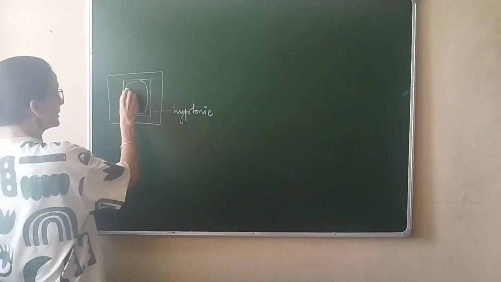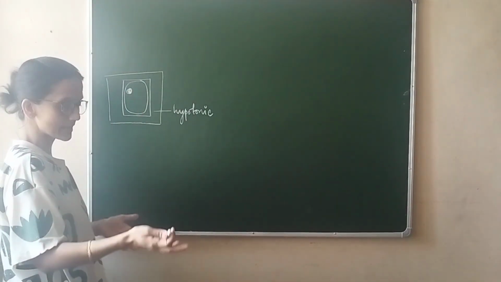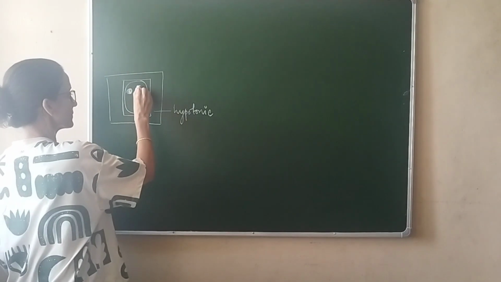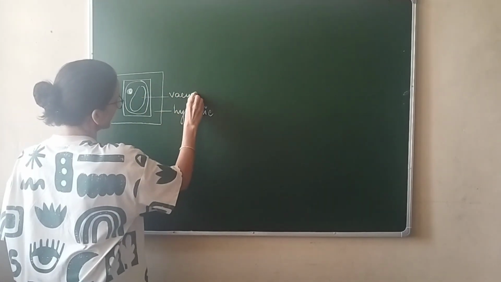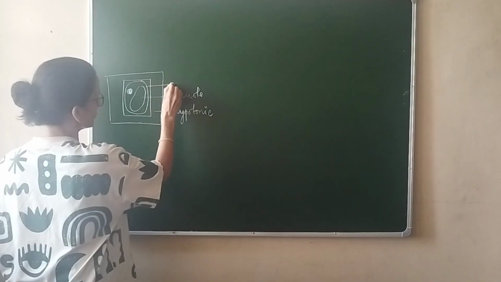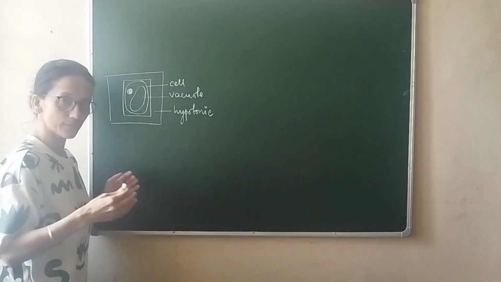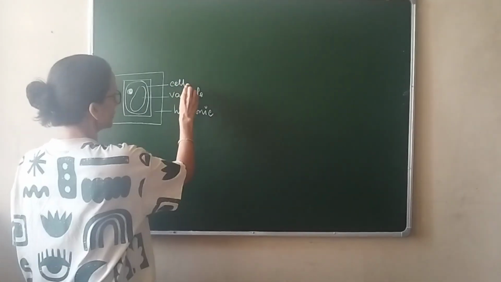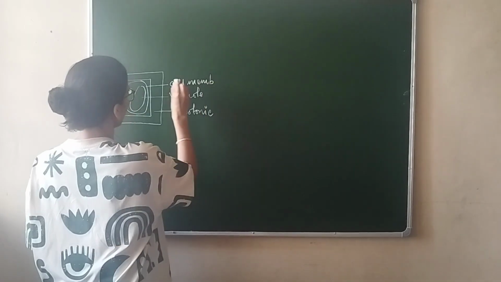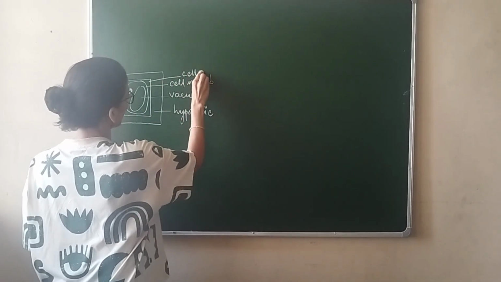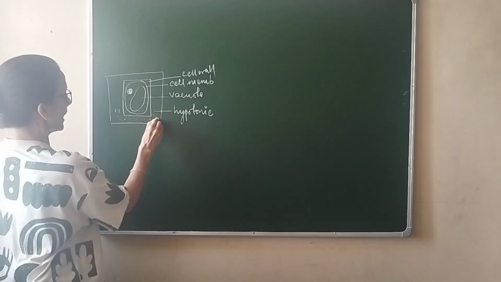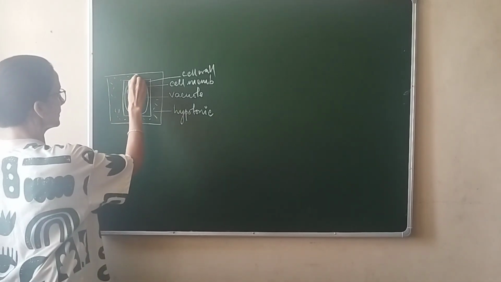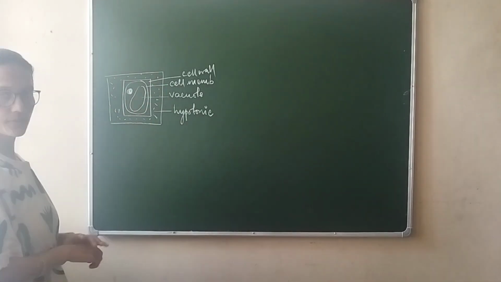Now in a plant cell, the nucleus is very conspicuous like in an animal cell, but another thing which is very important is a vacuole. Why did I mention a vacuole here? Because it plays a major role in the phenomena that we are going to study now. So here is the cell membrane and this is the cell wall of the plant cell, and here is the hypotonic solution where the plant cell has been kept.